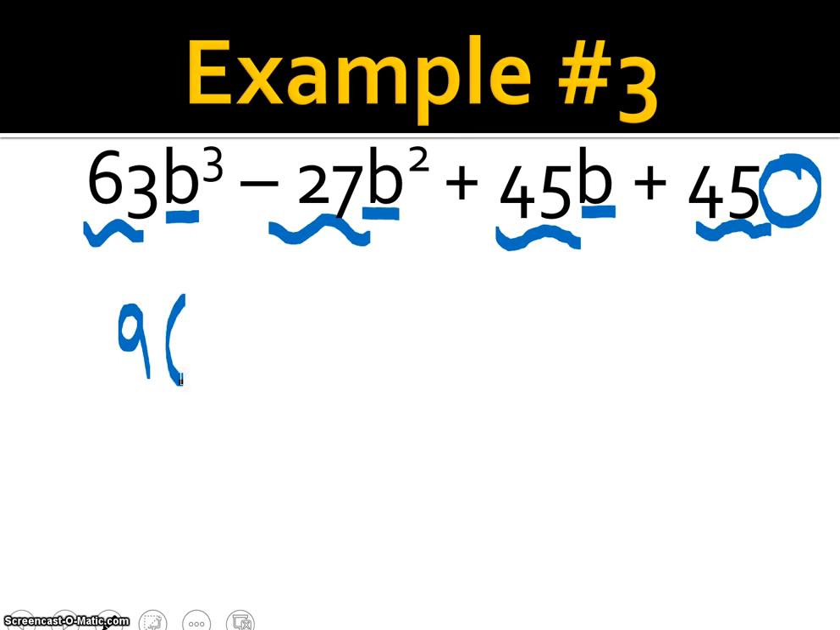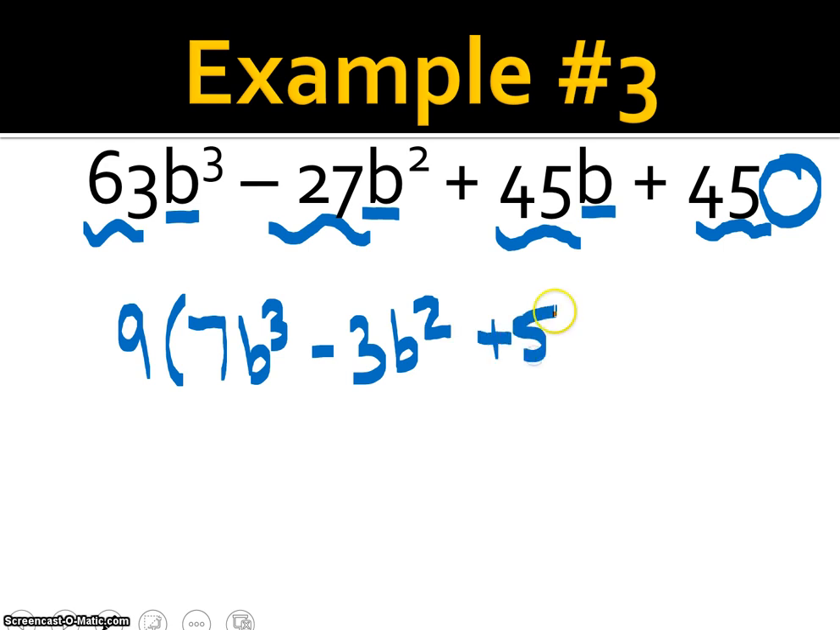So 63 divided by 9 is 7. Keep your b cubed because we're not taking out variables. Negative 27 divided by 9 is negative 3. Keep the variables. 45 divided by 9 is 5. Keep the variable. And then 45 divided by 9 is 5. And this one's complete.